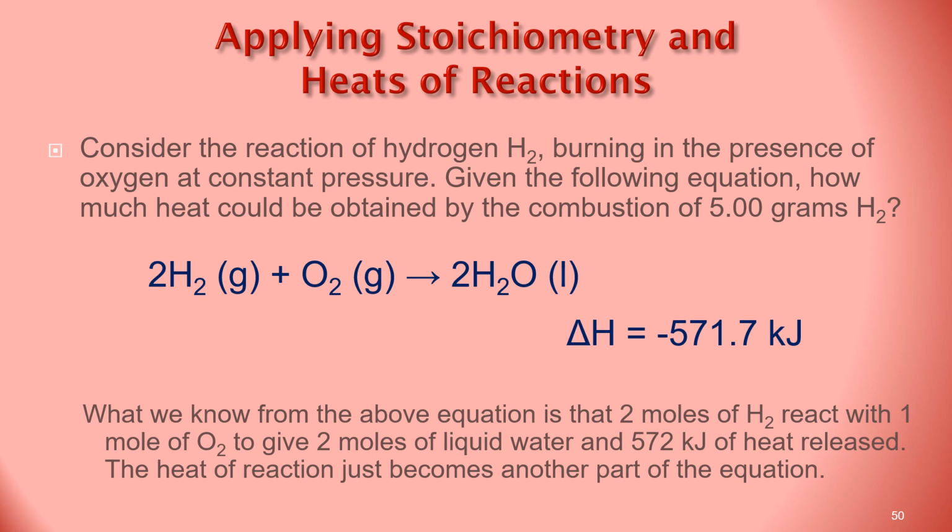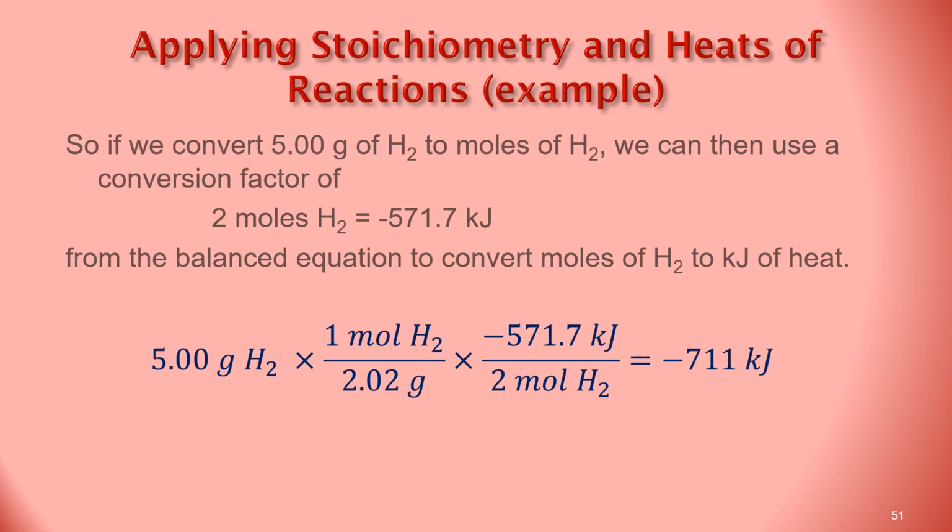2 moles of H2 will always react with 1 mole of O2. 2 moles of H2 will always produce 2 moles of H2O liquid, but also now 2 moles of H2 will give off negative 571.7 kilojoules of heat. So what we have to do is convert first from grams to moles. So if we convert 5 grams of hydrogen to moles of hydrogen, then we can use our conversion factor from the balanced equation. So we know that this is true. This is the conversion factor.